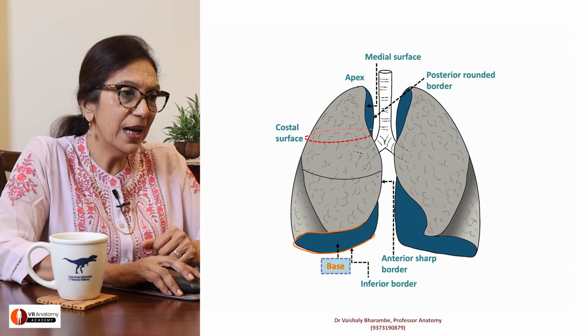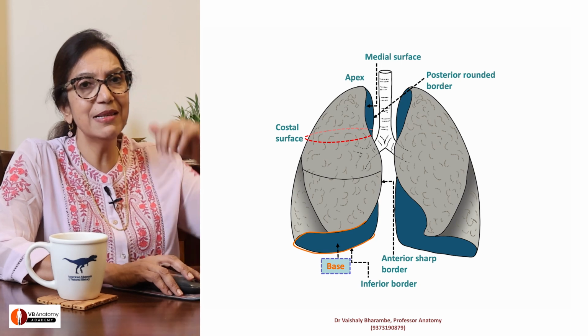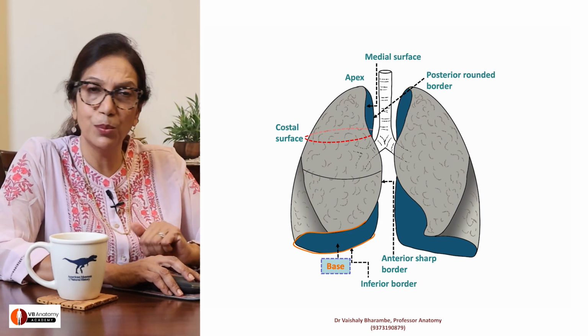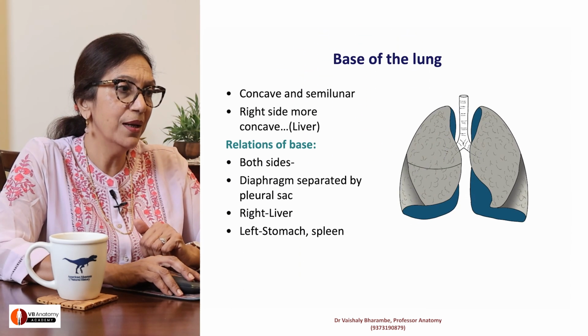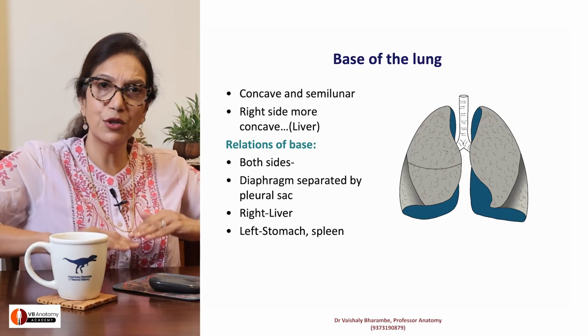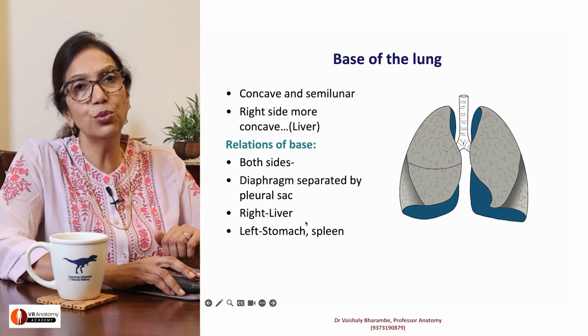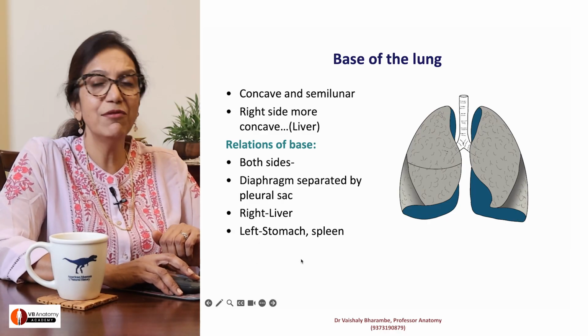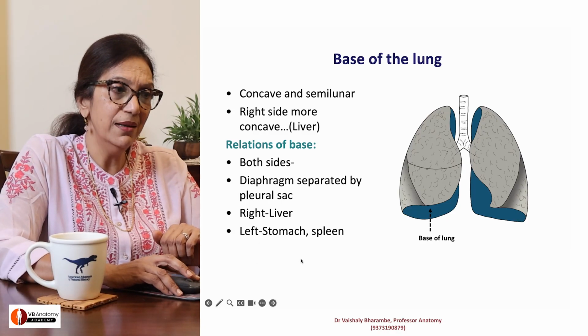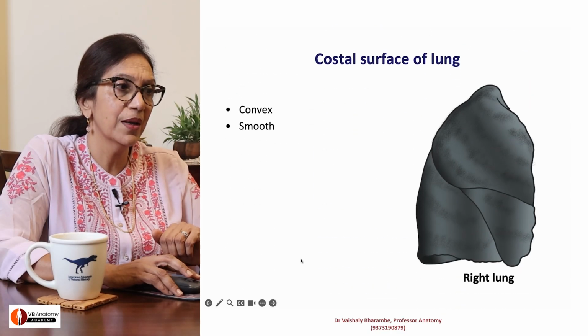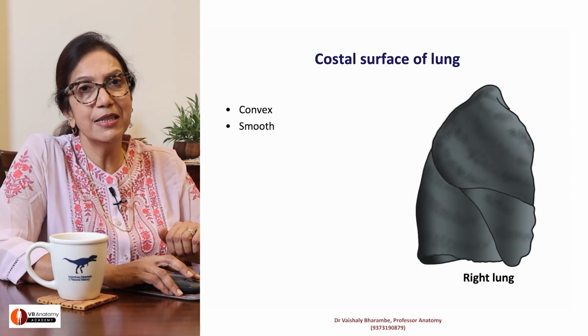Right. So we are now talking about the base. The base is resting on the diaphragm on both the sides. Okay. So inferiorly, first it's related to the diaphragm itself. On the right side also related to the liver. Okay. On the left side related to the stomach and the spleen. Let's talk about the costal surface.